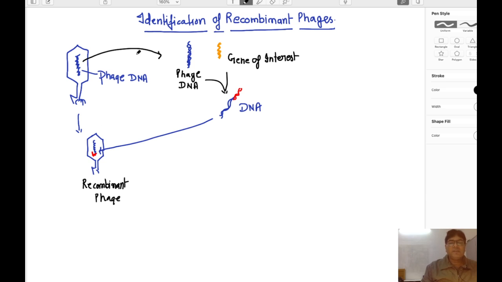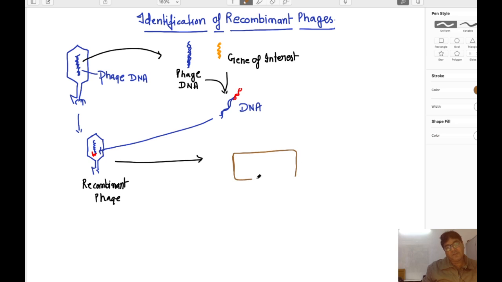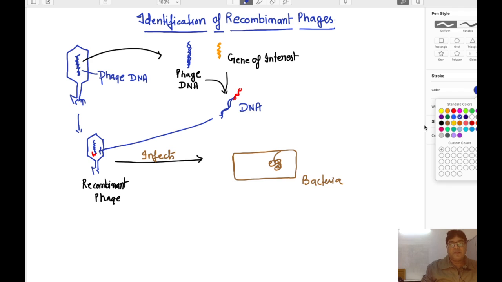Alright, so this is just an outline I have shown you, but exactly how we remove and insert the gene of interest, I am not entering into that detail right now. And finally this phage infects, and we have a bacteria here. We know the phages infect the bacteria. This phage infects the bacteria and then releases its DNA inside the bacteria. So this is the infection process.